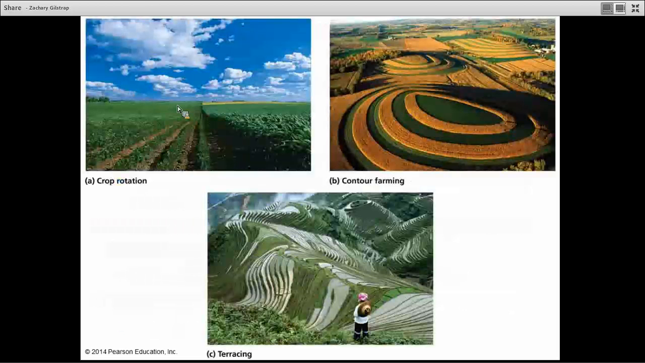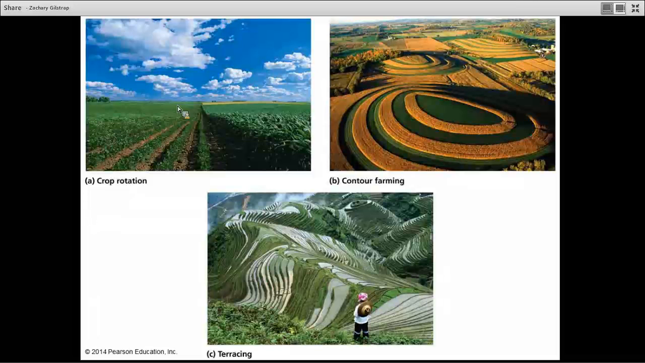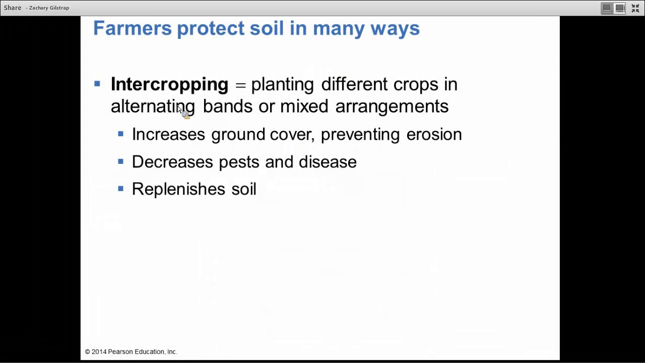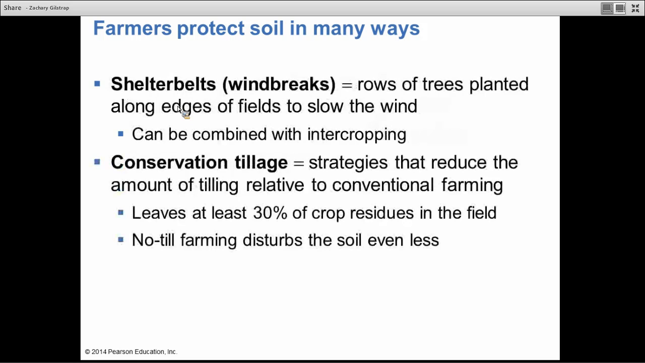And that's what we see here. Crop rotation, different plants planted at different times. The contour that follows the land rather than just in a big rectangle. And then terracing, it builds up like a staircase. So the planting of different types of crops in alternate bands or other spatially mixed arrangements is called intercropping. Shelter belts, or rows of trees or other tall shrubs, are planted along the edges of fields to slow the wind or the water.